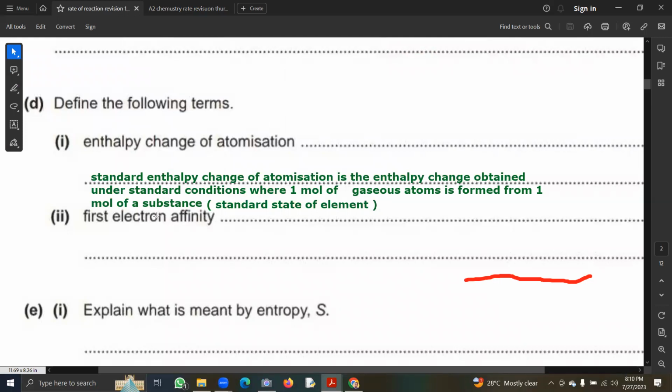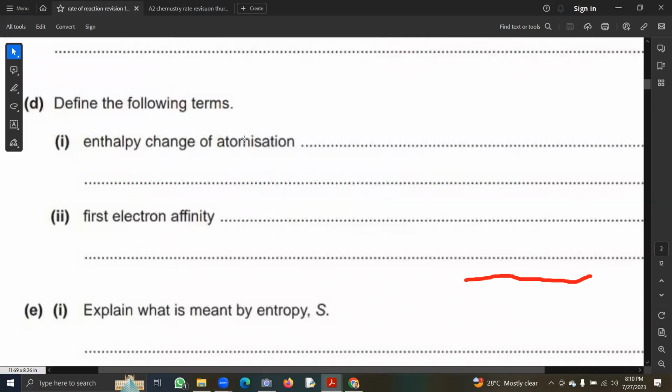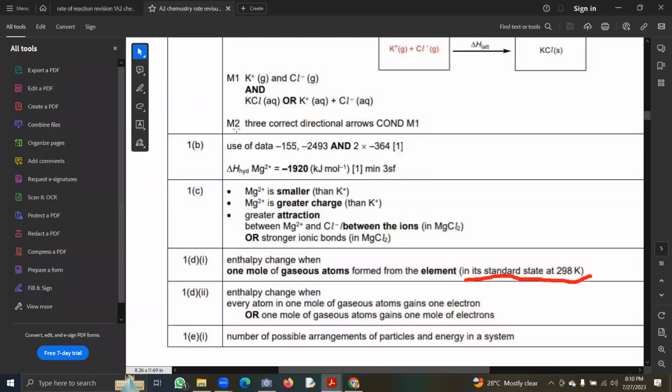Then they're asking the first electron affinity. It's the opposite of ionization. It is the enthalpy change when every atom in 1 mole of gaseous atoms gains 1 electron.